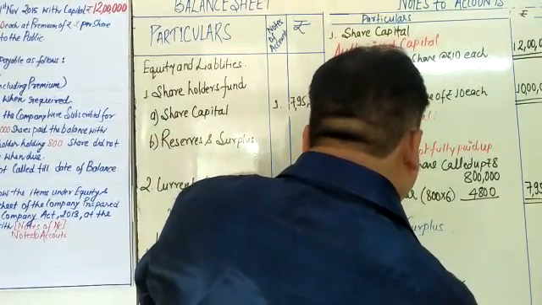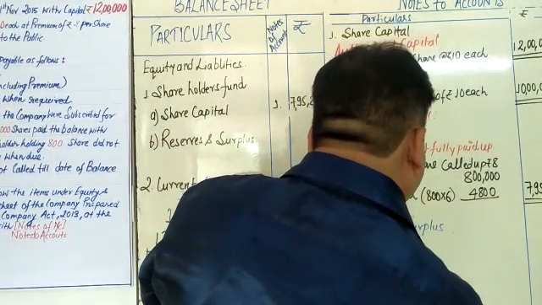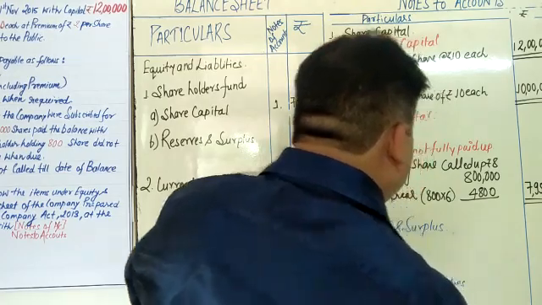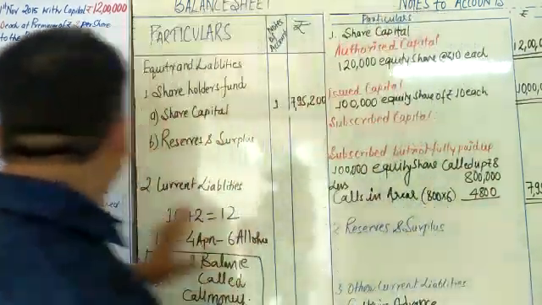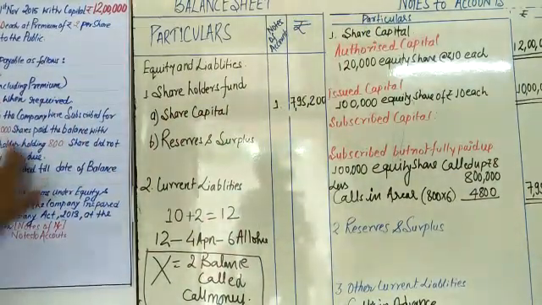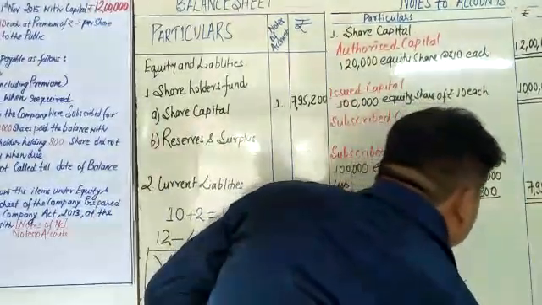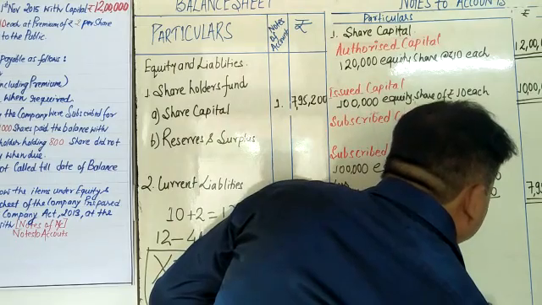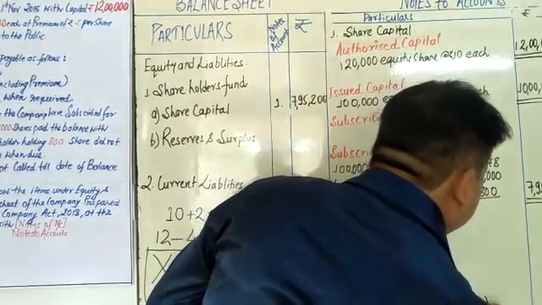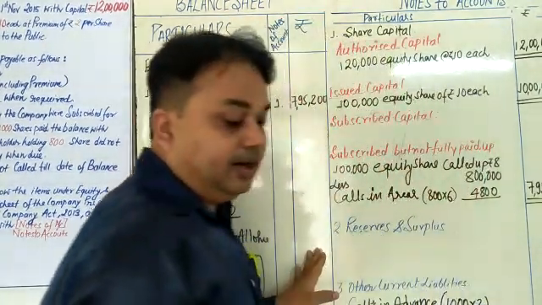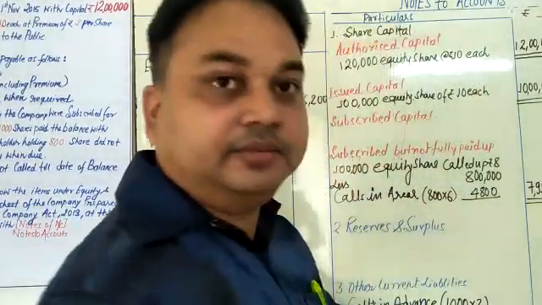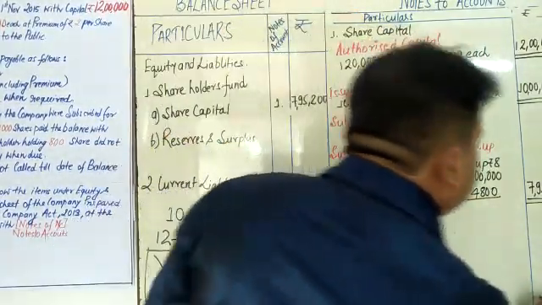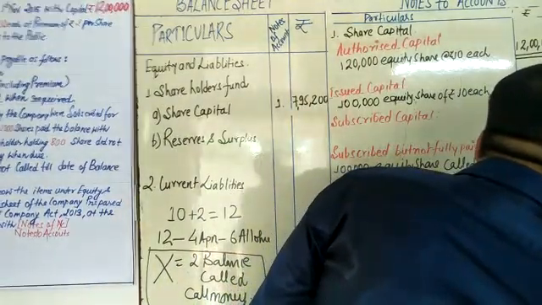Calls in advance is a liability for the company. So what is the calls in advance? You just find out 1,000 multiplied by 2 rupees. Okay, because he already paid 2 rupees which the company didn't ask. So you will just write down 2,000.